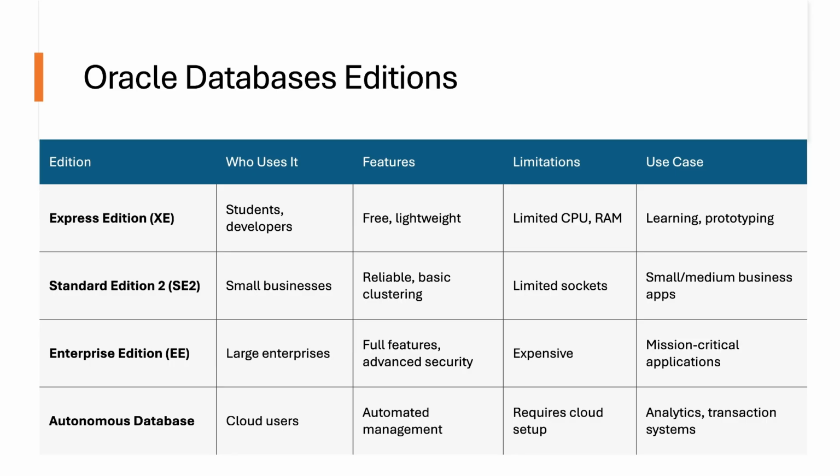Okay, and you can do clustering also, basic clustering with Real Application Clusters, RAC, and you can only have 2 nodes in this clustering. You cannot have more than 2 nodes. You can have enterprise-level reliability and performance with this edition, but it won't have any advanced features. It will not have advanced performance tuning.